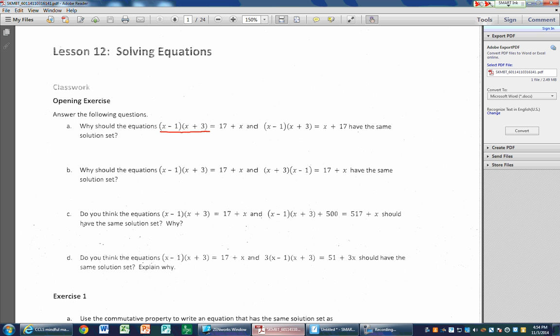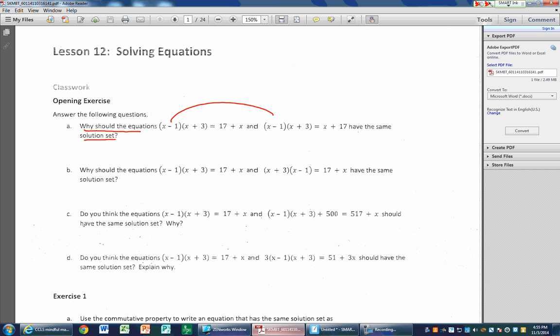x minus 1 times the quantity x plus 3 equals 17 plus x, and x minus 1, x plus 3 equals x plus 17 have the same solution set. And the first time that you read it, you may say, is there any difference between these two? And that's exactly why we should say, why should they have the same solution set?